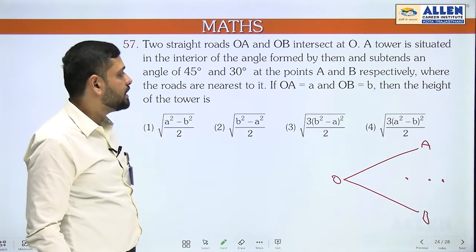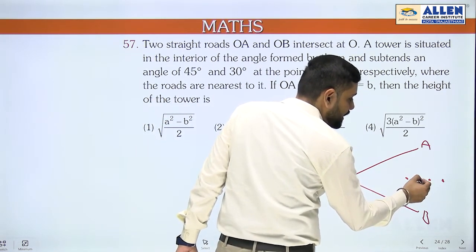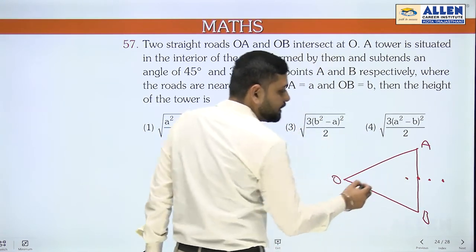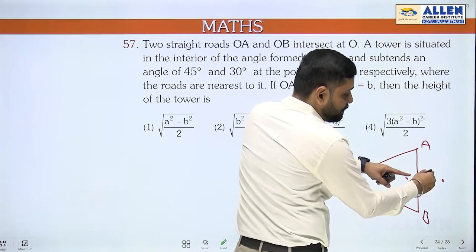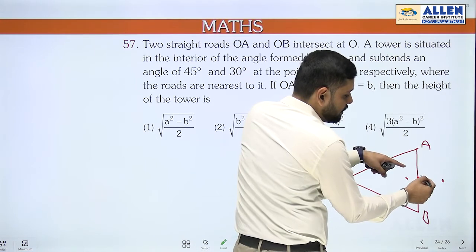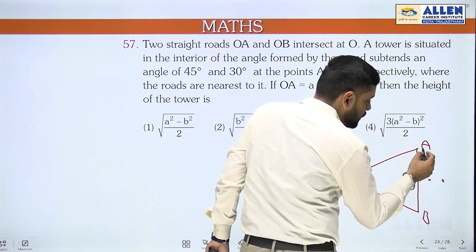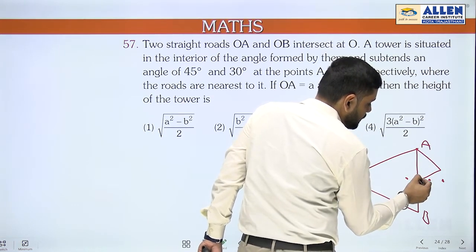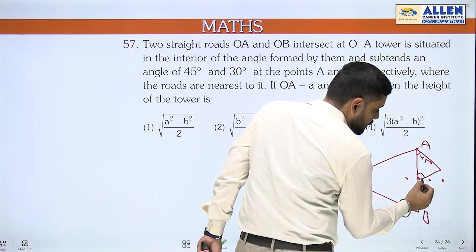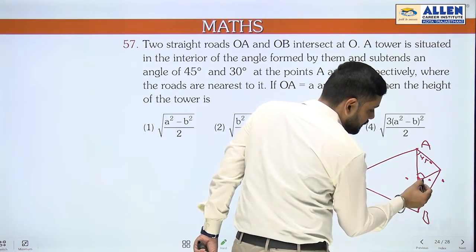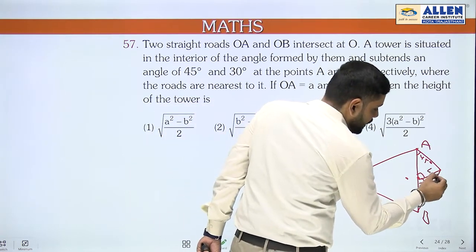And it subtends an angle of 45 degree and 30 degree at the points A and B. Suppose the tower is here and it is subtending an angle of 45 degree and 30 degree with the points A and B. So let's draw it like this. This angle will be 90, this is 45 degree and this is the tower, and again, if this is the tower, then this is 90, this is 30 degree, right?